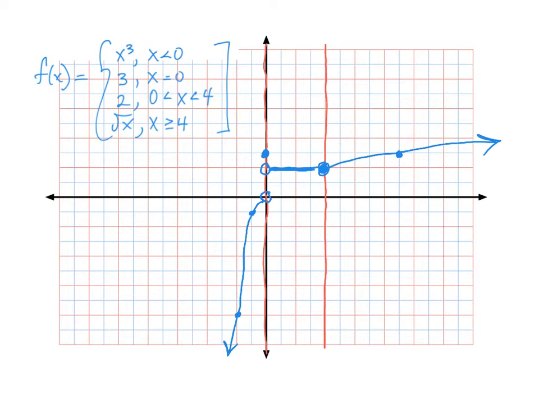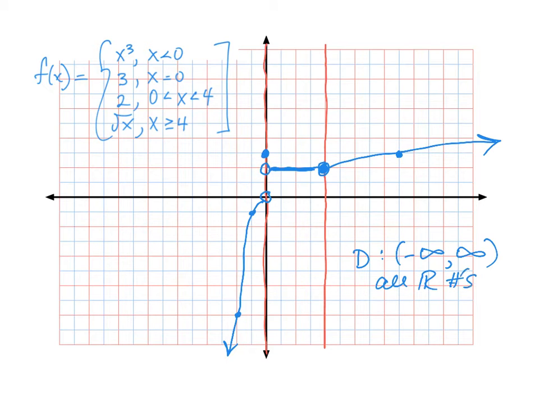Now that we have the graph, we can talk about the domain and range. Notice that you hit every value for x from negative infinity into infinity. So it's all real numbers for the domain.